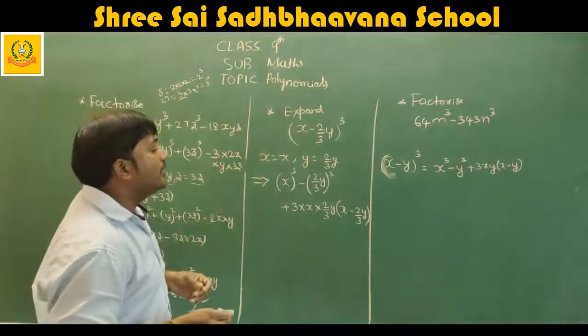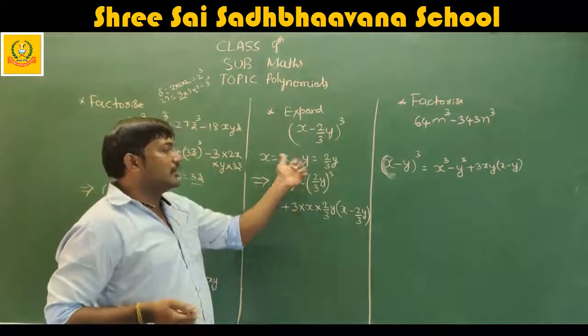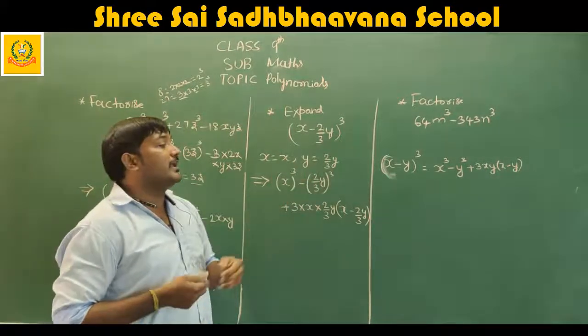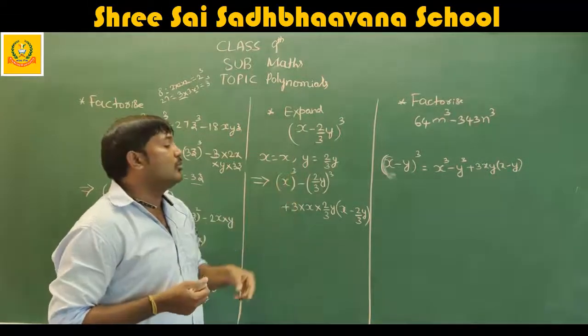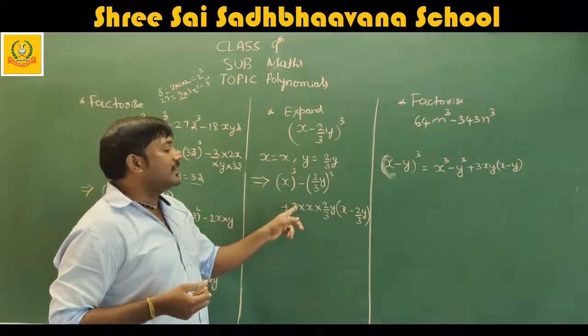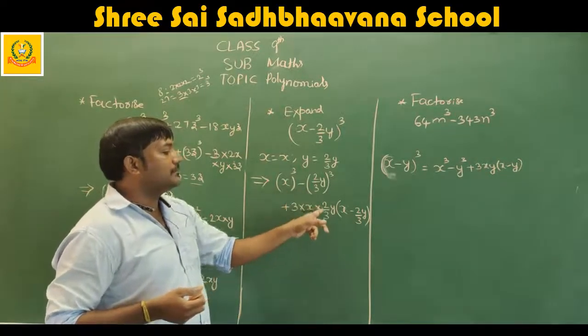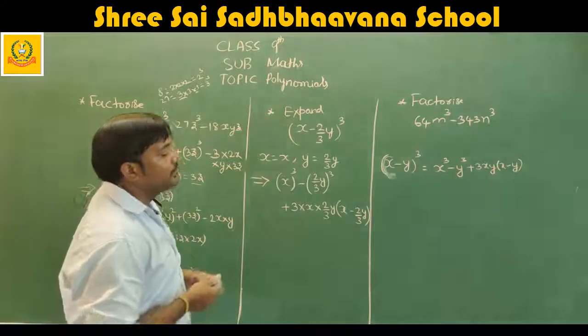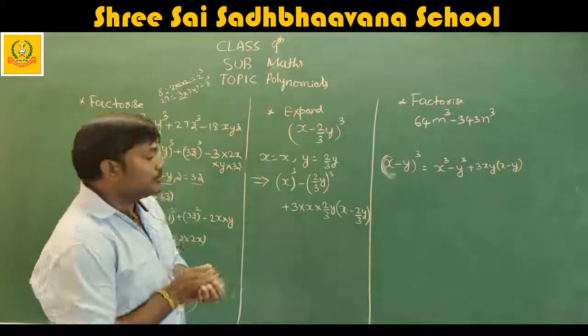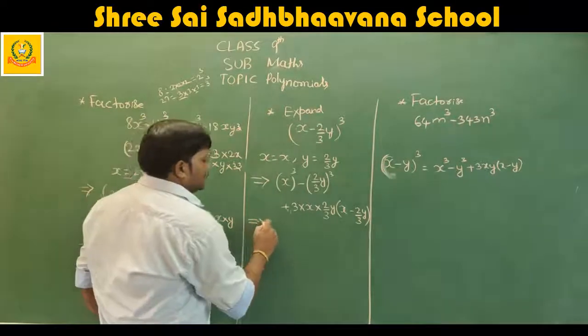And according to the formula, it is x cube, so x cube minus y cube. What is y? 2 by 3y. So 2 by 3y whole cube plus 3xy, 3 into x into y. Y is 2 by 3y into x minus 2 by 3y. So now we'll just simplify it.